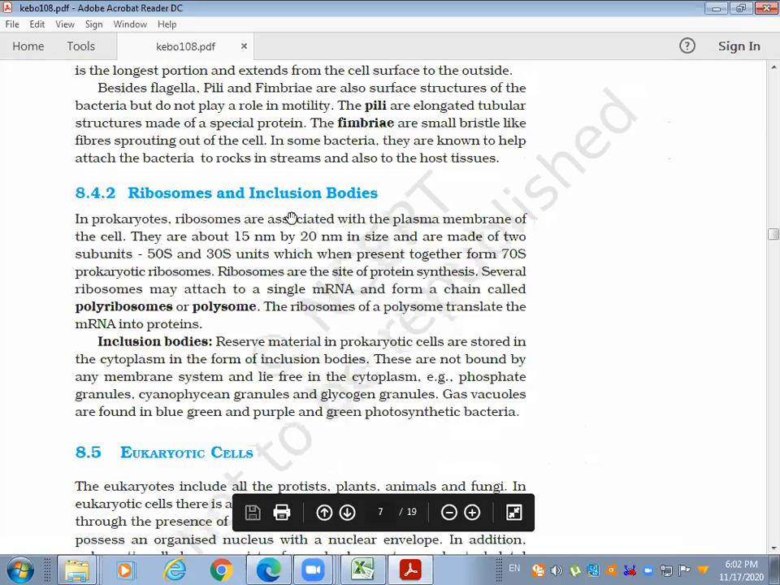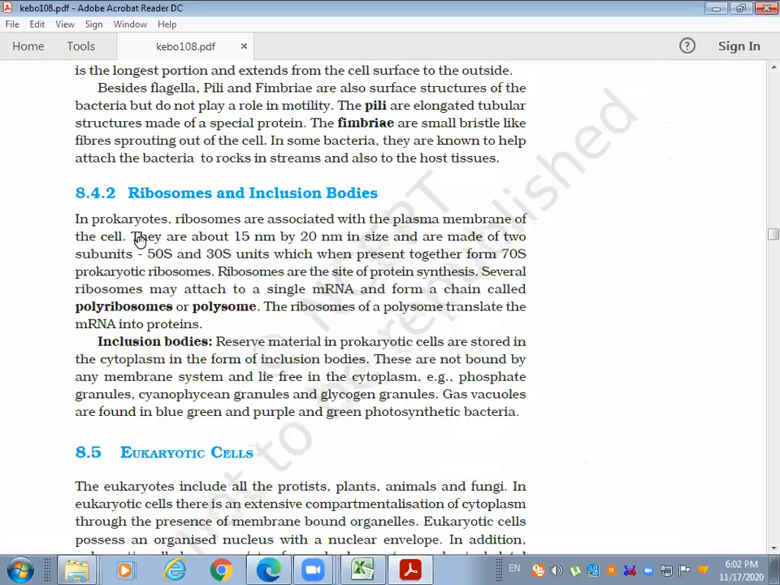Now, moving on, ribosomes and inclusion bodies. In prokaryotes, ribosomes are associated with the plasma membrane of the cell. They are about 15 nm by 20 nm in size and are made of two subunits, 50S and 30S units, which when present together form 70S, the prokaryotic ribosomes. Ribosomes are the site of protein synthesis.